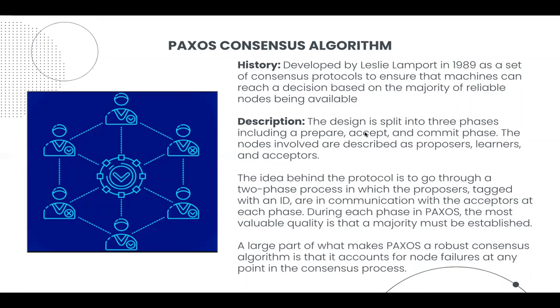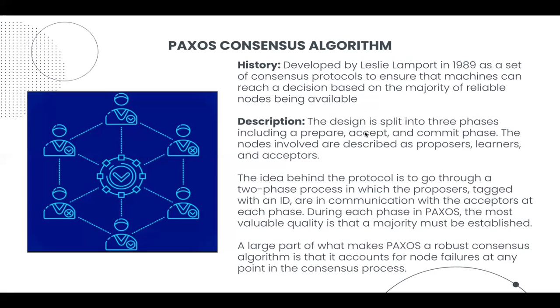The idea behind the protocol is to go through a 2-phase process in which the proposers, tagged with a numerical ID, are in communication with the acceptors at each phase. During each phase in Paxos, the most valuable quality is that a majority must be established in order to make a decision. A large part of what makes Paxos a robust consensus algorithm is that it accounts for node failures at any point in the consensus process. This is with the assumption that no node in the system is acting maliciously, which makes the algorithm all that more impressive.